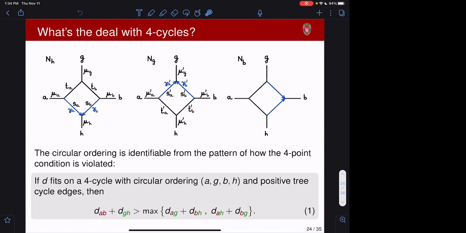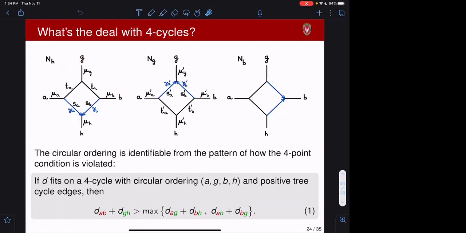What they have in common is that they have the same circular ordering. So going this way, we go A, G, B, H, but it doesn't matter if we go around and where we start. That's the circular ordering. And we can identify this circular ordering from the distances.